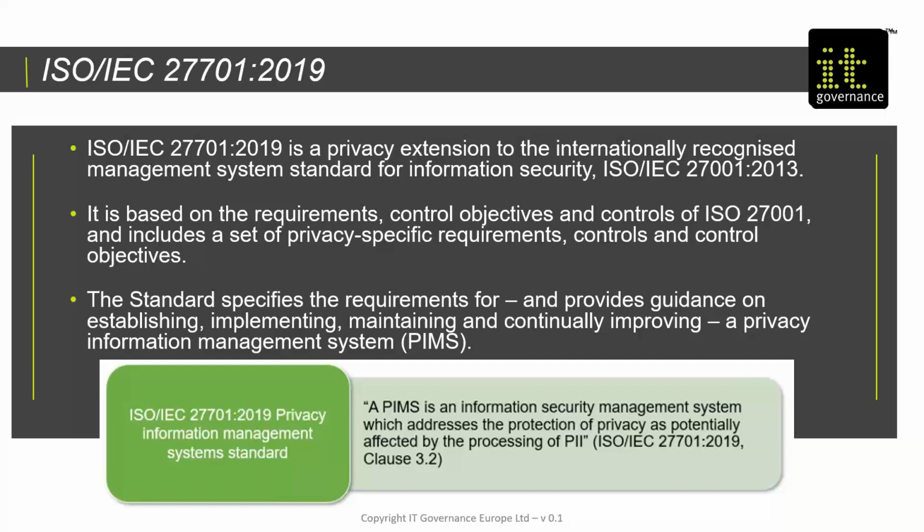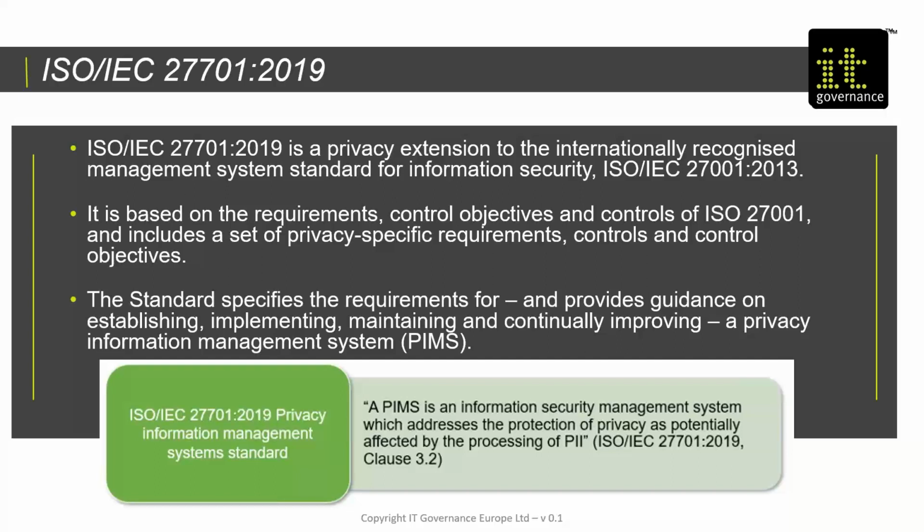Helpfully, the standard itself includes a definition of a PIMS. So PIMS stands for a Privacy Information Management System. It is an information security system which addresses the protection of privacy as potentially affected by the processing of PI. And PI is personally identifiable information, very similar to the GDPR's personal data. It's information that can be used to identify an individual.